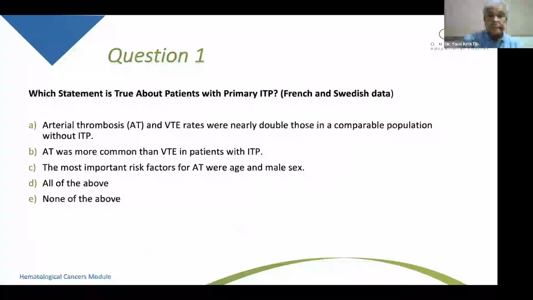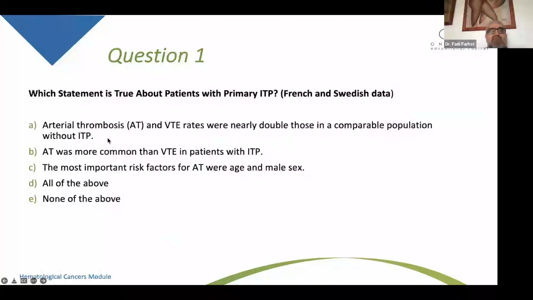Question one: which statement is true about patients with primary ITP? Arterial thrombosis and VTE rates are nearly double than in a comparable population. AT, arterial thrombosis, was more common than VTE. Most important risk factors for AT were age and male sex. All of the above, none of the above. So please read the question and give the answer. Thank you.